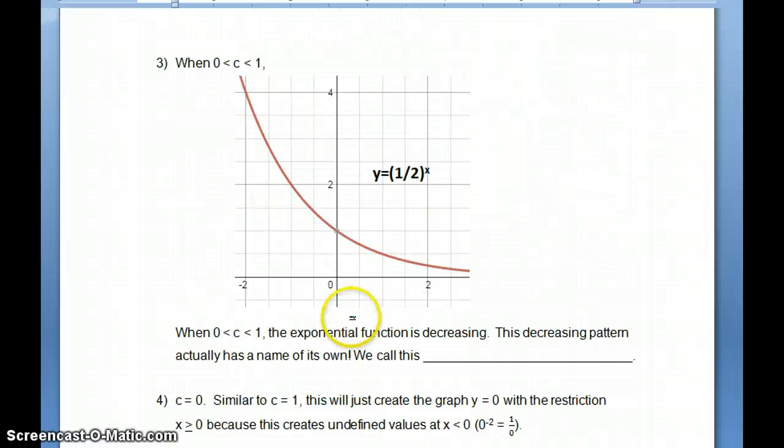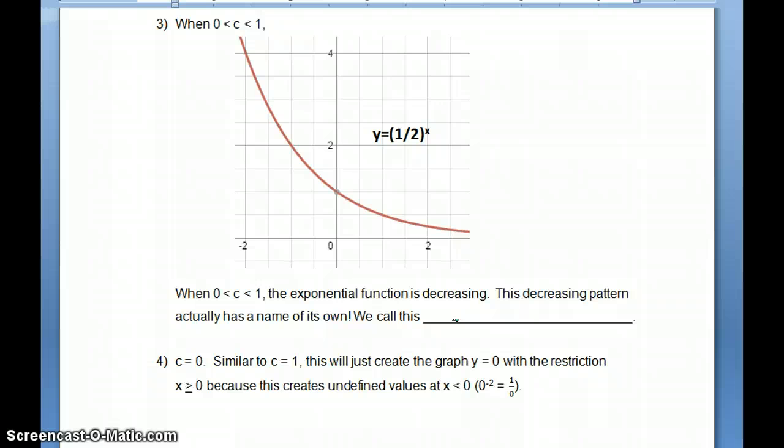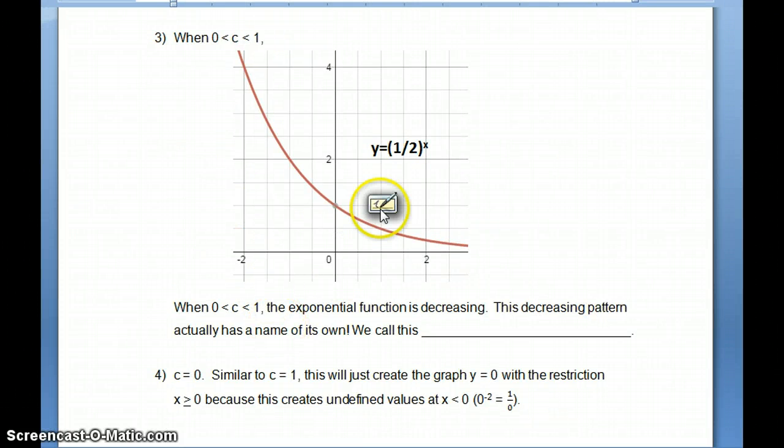So another case, a third case here, is when c is between 0 and 1. Some important notes: it's not equal to 1 or equal to 0, it's in between those numbers, so they're going to be fractions. Here we have this example, y is equal to 1/2 to the power of x. As you read it from left to right, as our x values are getting larger, our y values are actually getting smaller. This decreasing pattern, we'll call exponential decay.